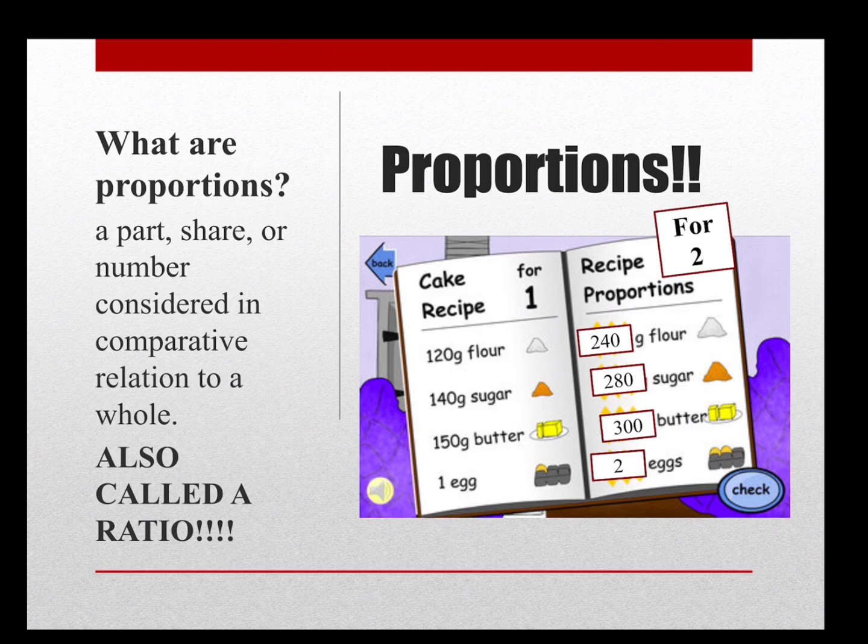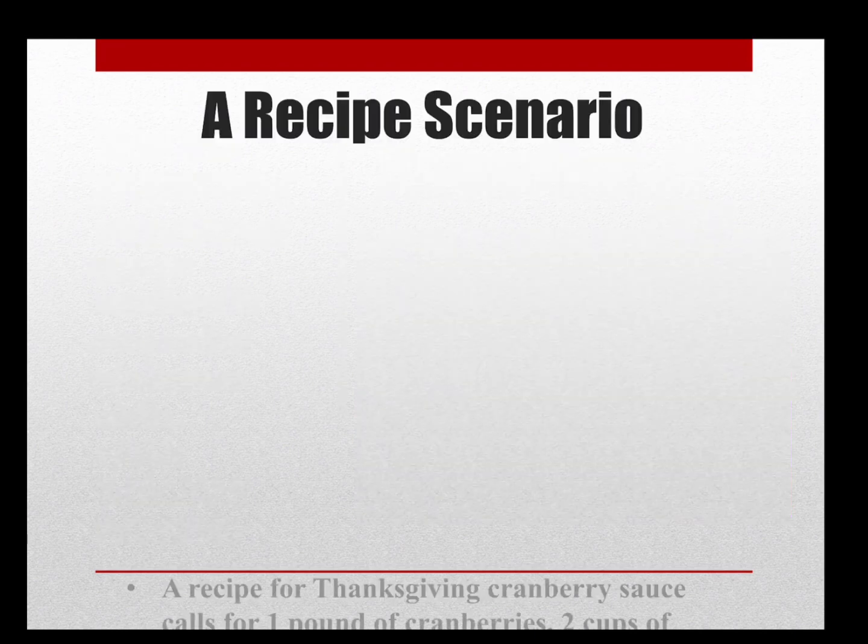So in stoichiometry, it is basically just proportions. Like if you're cooking and you have a recipe for 1 and then you need to double it, you're just making a bunch of proportions. Sometimes you can do that in your head. Sometimes you need to actually write it down. A proportion is a part, share, or a number considered in comparative relation to a whole. This is also called a ratio.